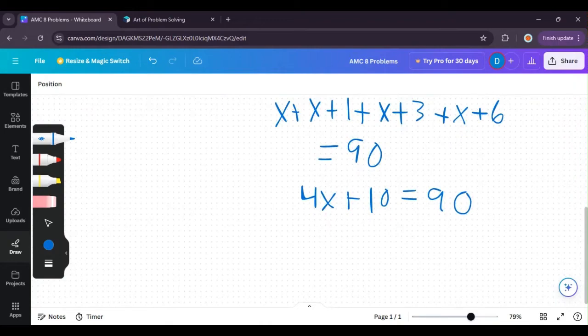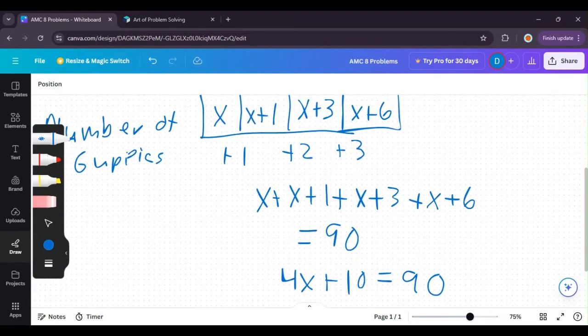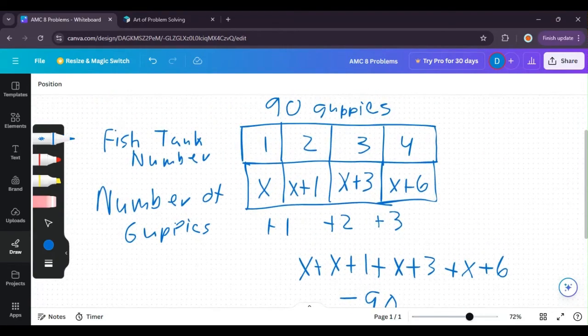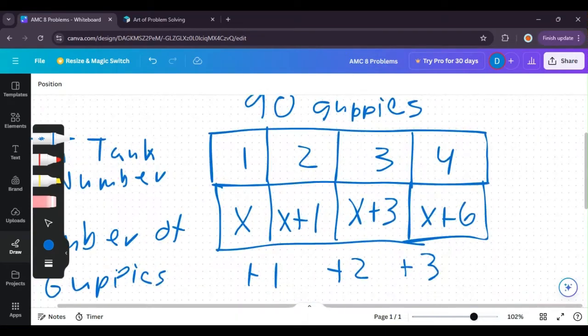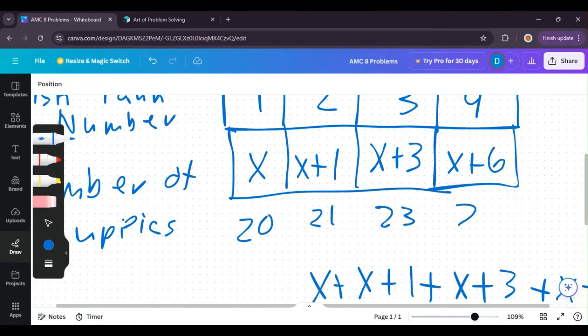And we subtract 10 on both sides, so we get 4x is equal to 80, or x is equal to 20. So that the number x is equal to 20, so that means we know that the number of guppies in the first tank is 20, the number of guppies in the second tank is 21. So let me clear this off first. So 20, 21, 23, and 26.